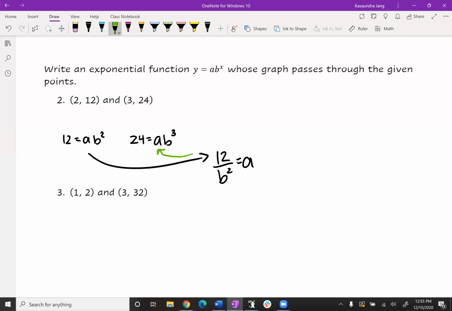All right, so the second equation said 24 equals, and then I'm putting in for the a, I'm putting this 12 over b squared times b cubed. All right, so the nice thing is these are all b's now. I don't have two variables. I have a single variable in that equation. So this, I do have to be able to use my exponent rules. All right, so let's brush up on your exponent rules.